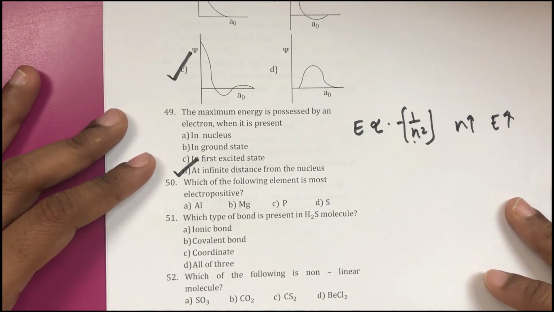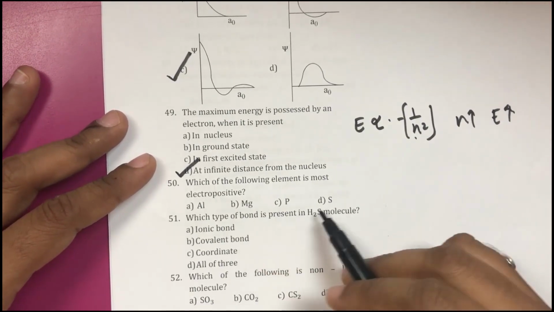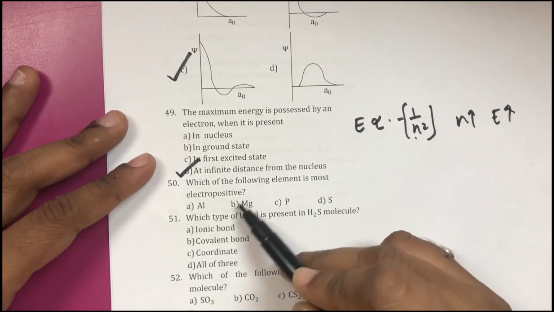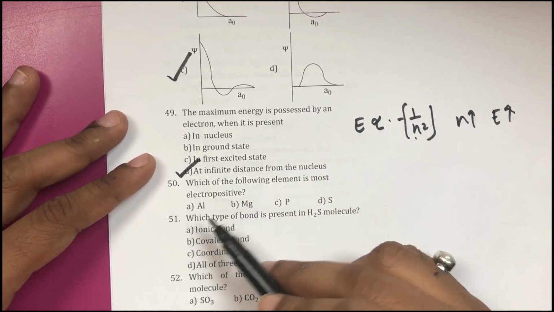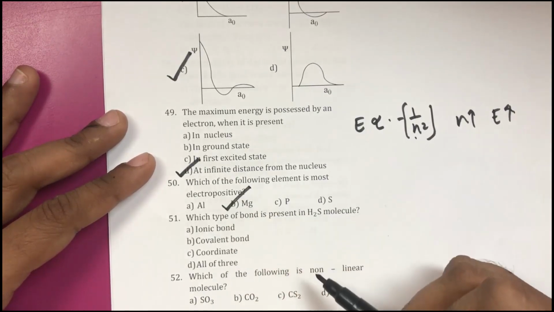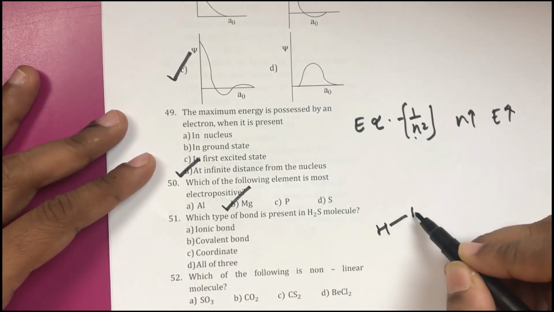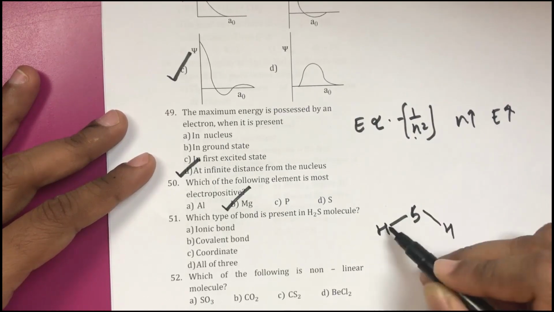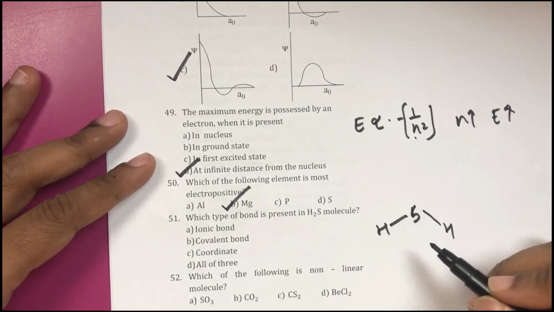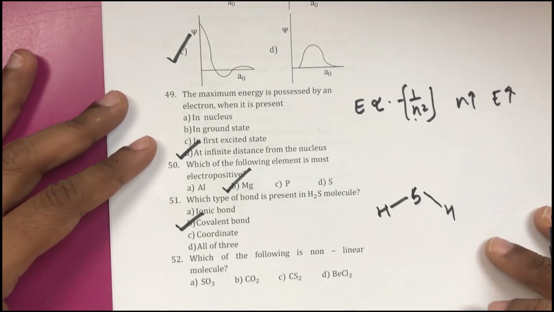Question number 50. Which of the following elements is the most electropositive? Amongst them, the most electropositive metal is magnesium, belonging to group 2. Left to right, electropositivity goes on decreasing. Therefore option B. Which type of bond is formed in H2S? H2S has a covalent bond, with sharing of electrons between the hydrogen and sulfur. Therefore option B.